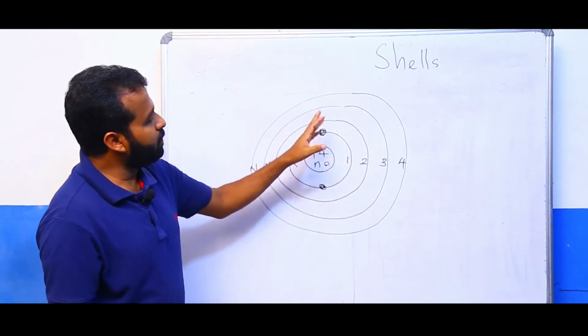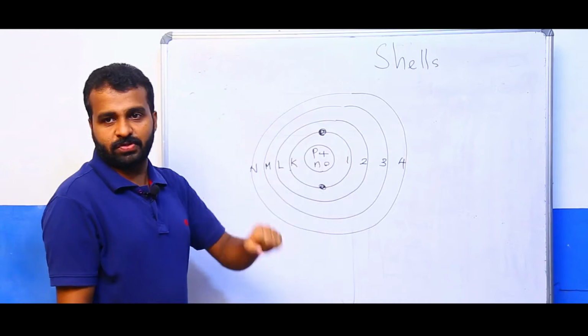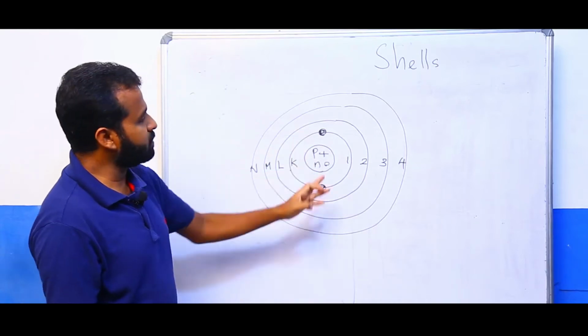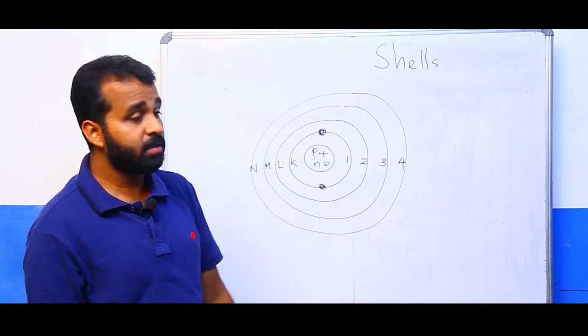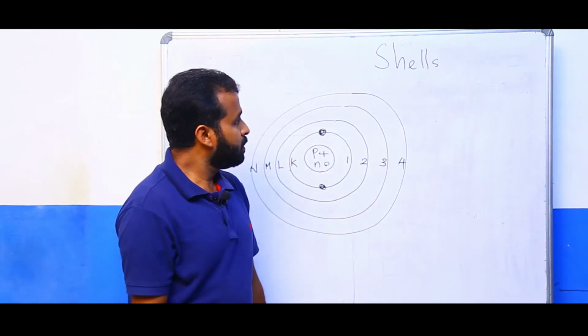In shells, we can see electrons. The first shell has 2, the second has 8, the third has 18, and the fourth has 32.